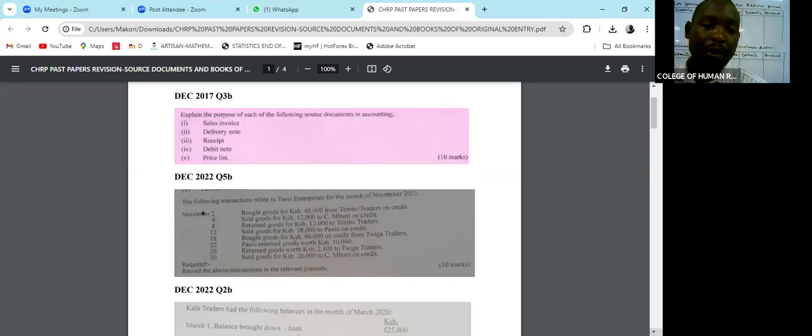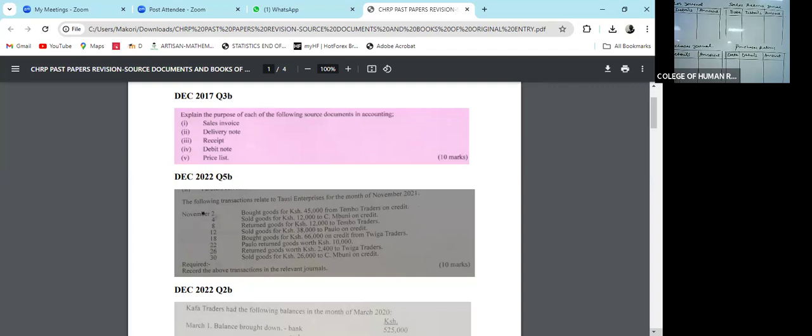So that is question number 2, for December 2022, question 5B. The following transactions relate to Tausi Enterprises for the month of November 2021. You are given the transactions and then you are told to record the above transactions in the relevant journals. So these are not ledgers. These are now the journals. The journals are the books of original entry.